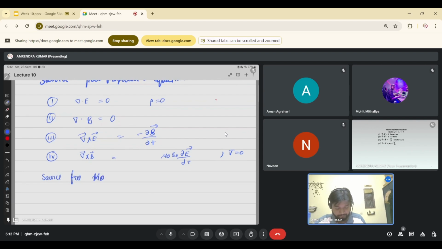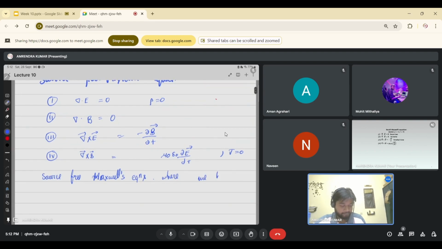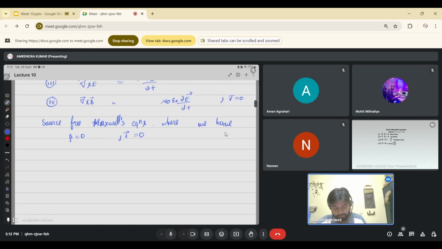And this is the source free Maxwell's equations, where we have rho is equal to 0, J is equal to 0. So rho is the charge density, and J is the charge current density.